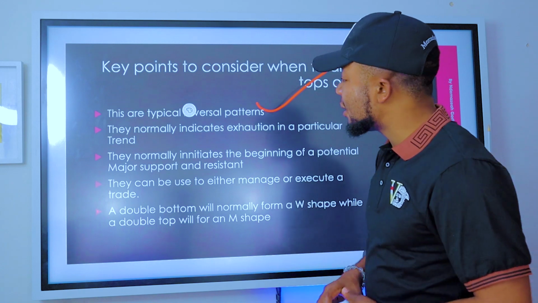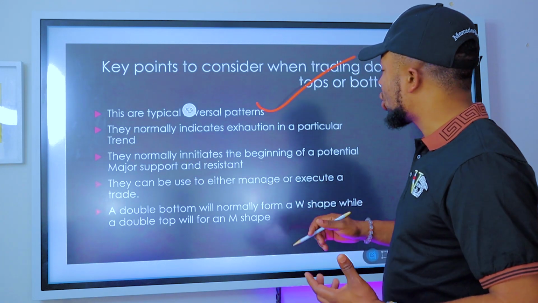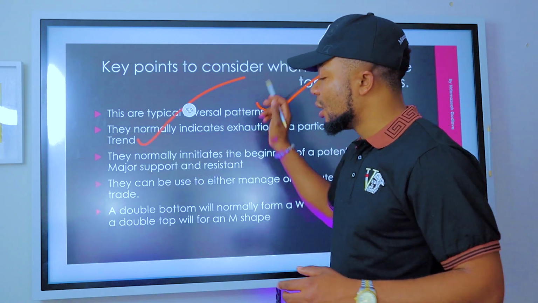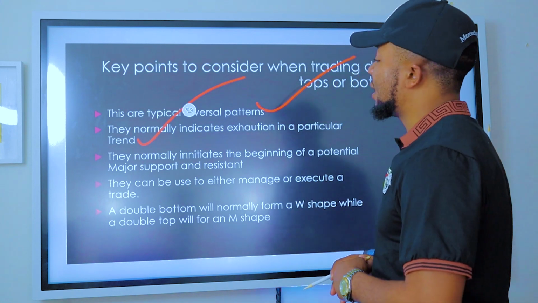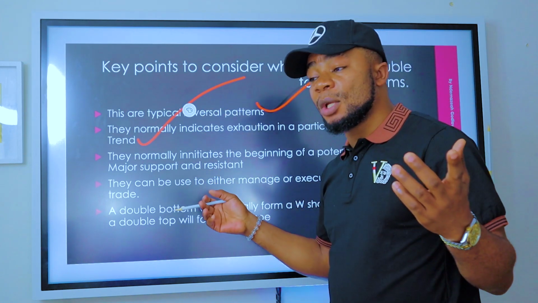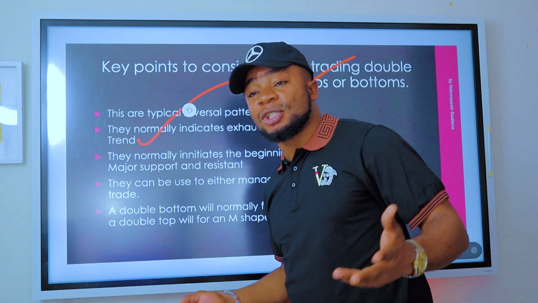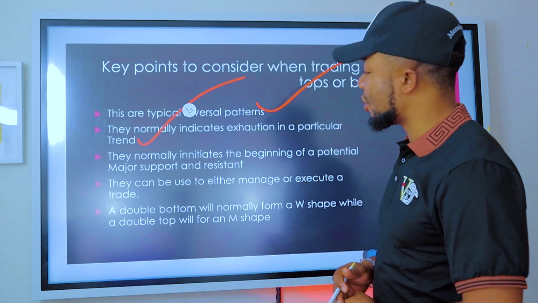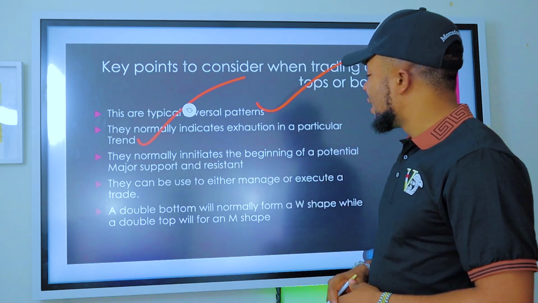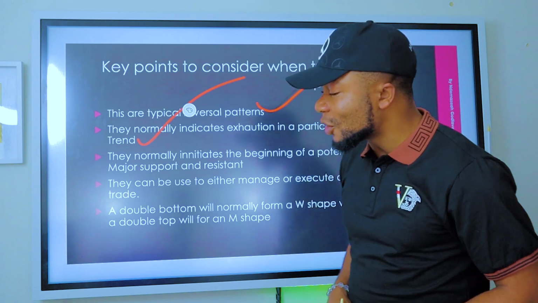Then they normally indicate exhaustion in a particular trend. We already mentioned that. If the market is going up and I see a double top, I know there's exhaustion. The buyers are already tired, or the buying pressure is already finished. The market has already changed direction. Then they normally initiate the beginning of a potential major support and resistance.